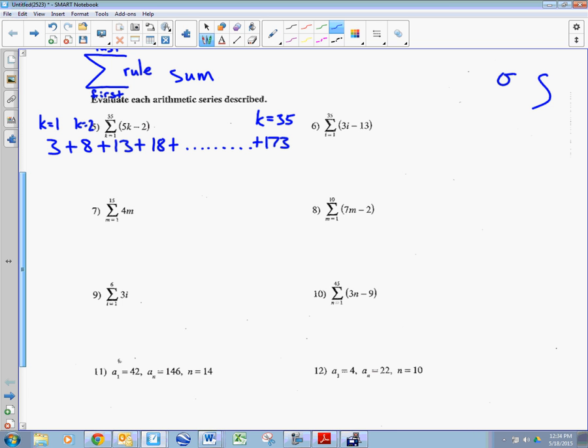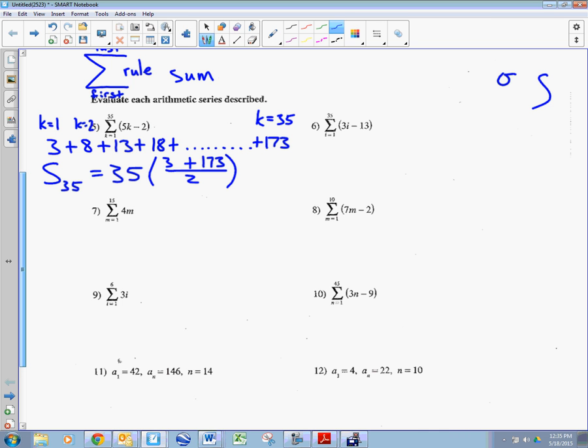There you go. So we say that the sum of how many terms? 35 terms is equal to, what is n? 35 times the quantity, what's a sub 1? 3 plus what's the last term? 173, divided by 2. Folks, 1 and 35 are not my terms. They're what I use to generate my terms. 3 is the first term. 173 is my last term.